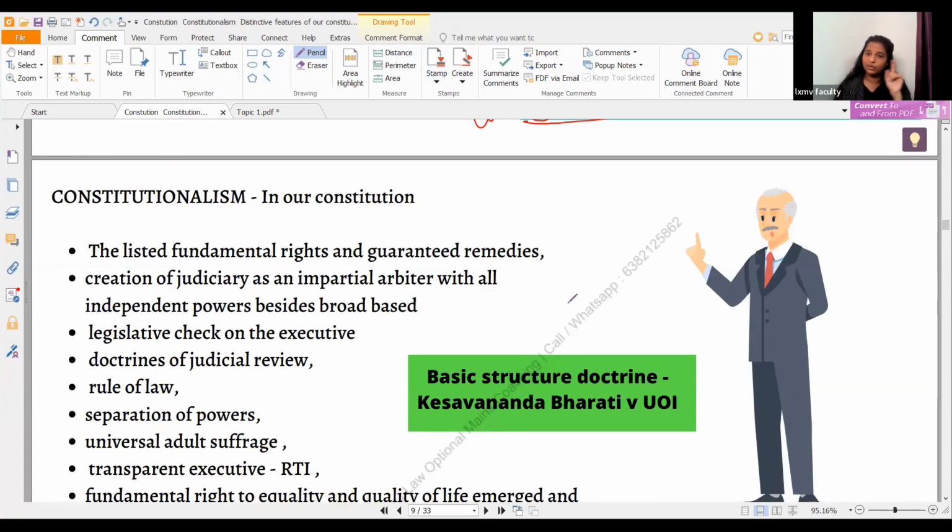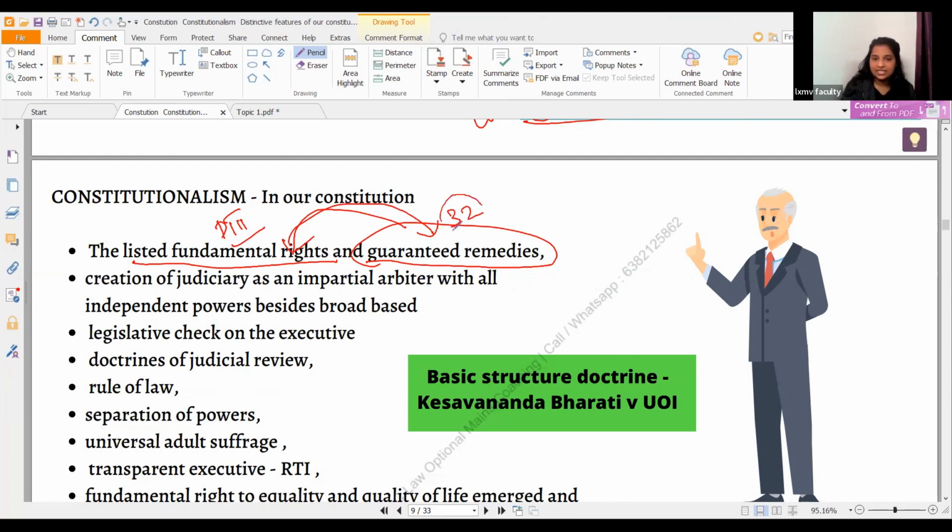Okay. So now we are going to identify the areas in our constitution which have the features of limited governance. That is our constitutionalism. First one, it lists out the fundamental rights and guarantees remedies if this fundamental right is violated. Fundamental rights are listed under Part 3 of our constitution. If this is violated, you can file a writ under Article 32, which is again your fundamental right, and also under 226 to the High Court. If this is High Court, what this will be? This will be Supreme Court. So this is the first feature.